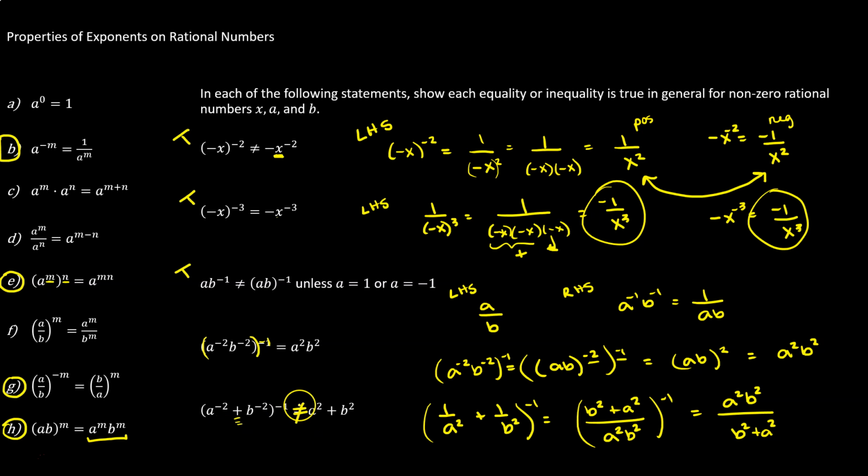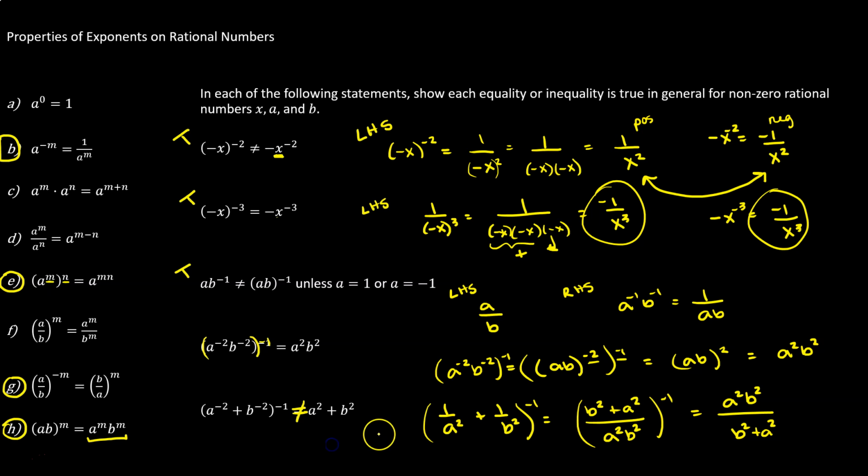A common mistake is to believe that this is true, and to try and distribute your negative 1 this way. This is not true. You cannot do it this way. A to the negative 2, negative 1, that does look like a squared. B to the negative 2, negative 1, that does look like b squared. The problem is that first step where I tried to distribute the exponent over a sum. We do not have a rule that allows us to do that. So these are not equal. They're only equal if you do the problem wrong.